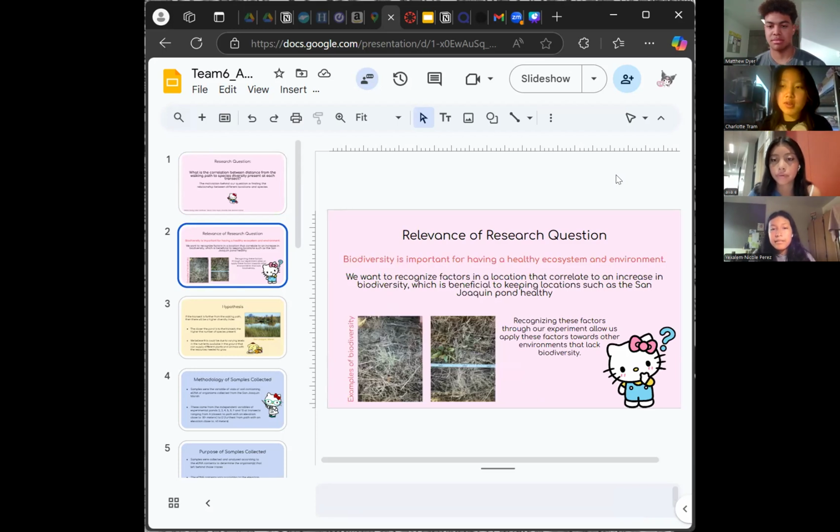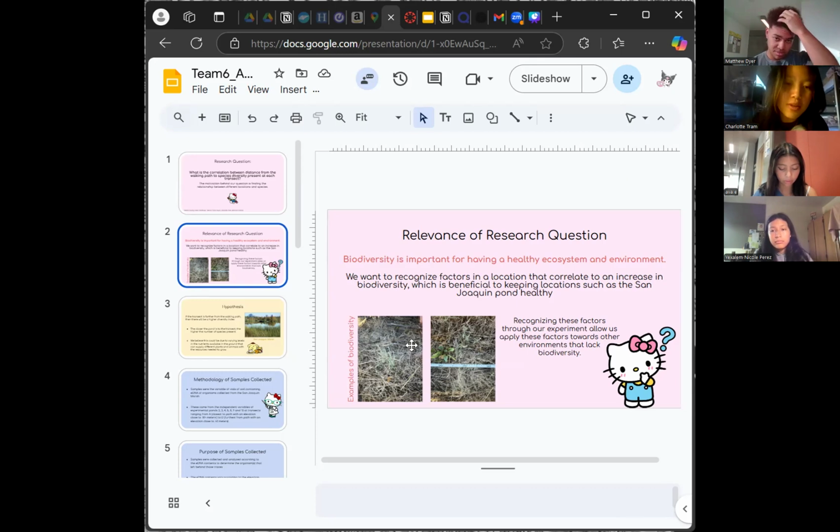The reason that this research question is relevant is because biodiversity is important for having a healthy ecosystem and environment. With more species in a certain habitat, we can let more environments thrive and the ecosystem is more healthy overall. We wanted to recognize factors in a location that correlate to an increase of biodiversity, which is beneficial in keeping locations such as the San Joaquin Pond healthy. The San Joaquin marshes are a model for the natural environment that's outside, but we can use this as a model so we can find out different information about different areas, not just the San Joaquin Marsh specifically.